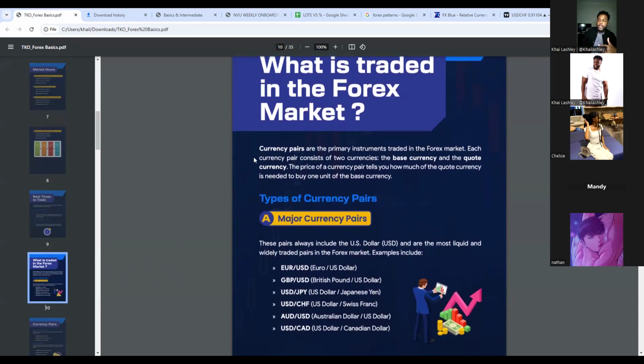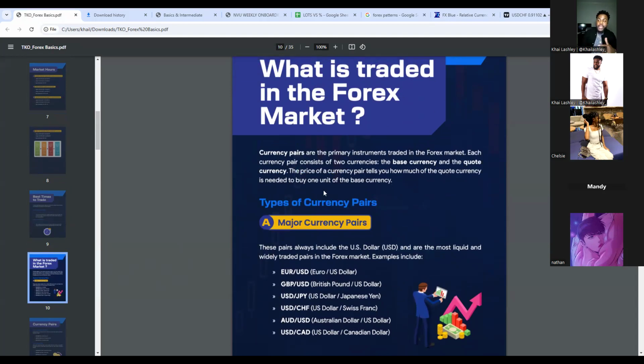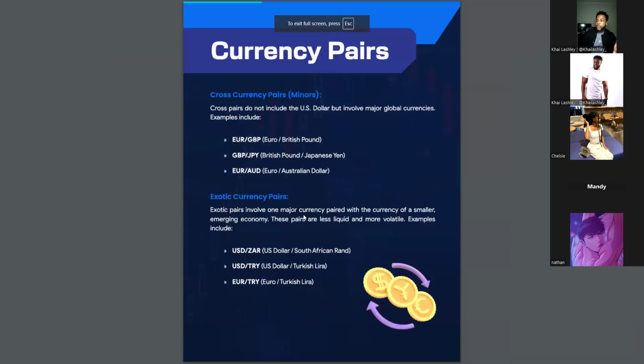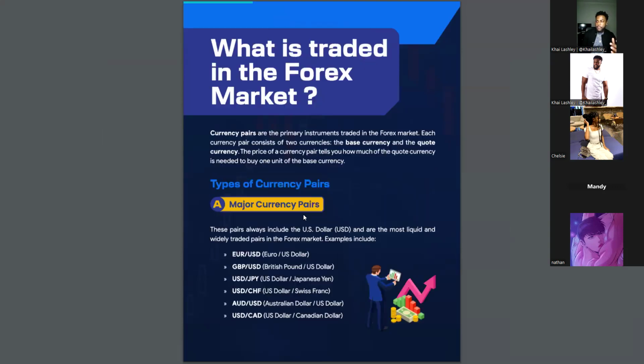So we're now taking a look at what is traded in the forex market, the different types of currency pairs. As you guys know, we have major currency pairs, which are simply two major currencies. Those major currencies, like the euro and the US dollar, the pound and the US dollar, the US dollar and the Japanese yen, the Swiss franc, the Australian dollar and the Canadian dollar, are all major currencies, so we consider them to be major currency pairs.